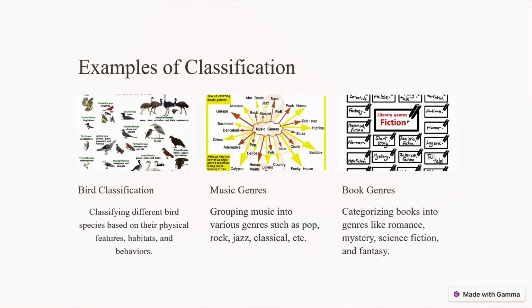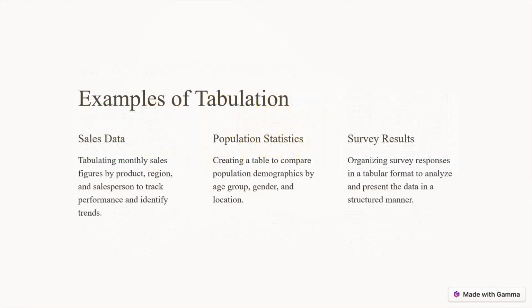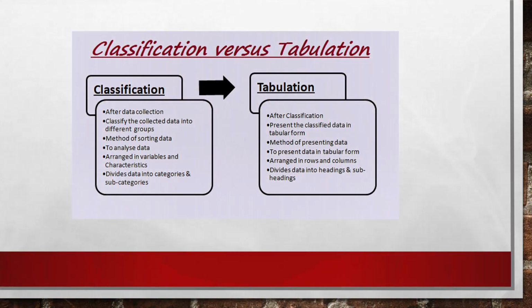Here we can look at an example of classification. You see here we are classifying the birds in the first picture and the music genres. Then books on the basis of romance, science, mystery, etc. In that way we can do classification. Saying about tabulation, we can do tabulation of sales data, population statistics, survey results, etc.